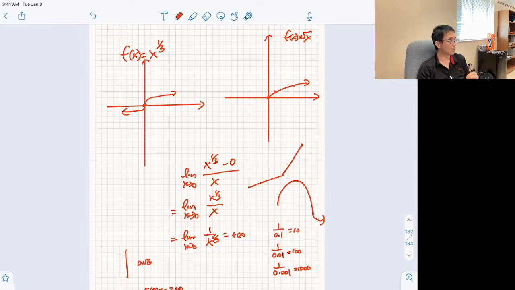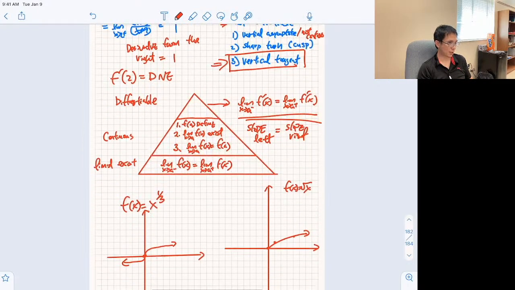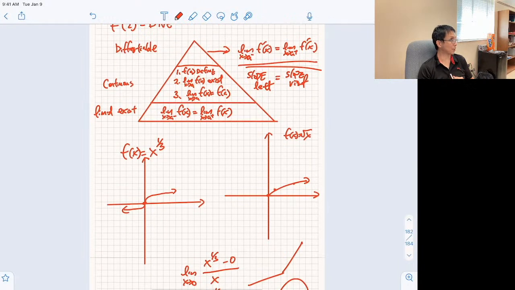So differentiable is like a functional roller coaster. The way I think about it, differentiable is a functional roller coaster. Being continuous is just a connected roller coaster. Being differentiable is going to be smooth, completely smooth. Limit exists just means they're connected but with a hole.